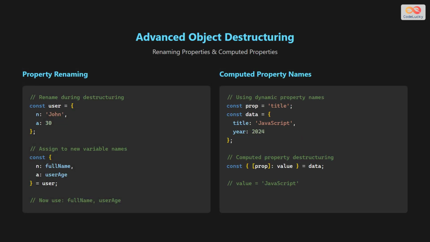Here, we will explore advanced object destructuring techniques like renaming properties and computed properties. Renaming properties allows you to assign a new variable name to a property during destructuring. Computed property names allow you to use dynamic property names during destructuring. Look at the examples below. The first example shows how you can rename into fullName and userAge, whereas the second example shows how you can use the string title from the variable prop to extract the value of the property named title from the data object.